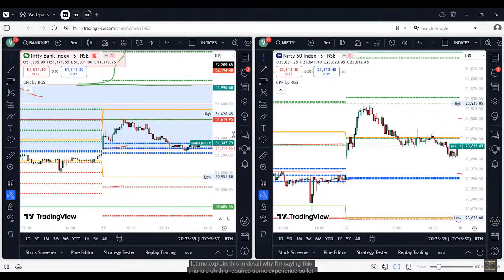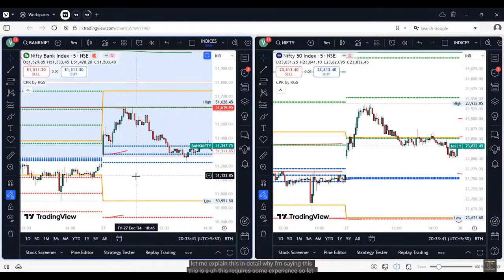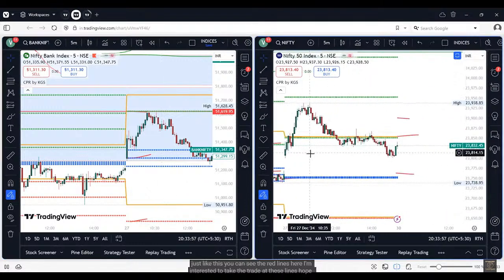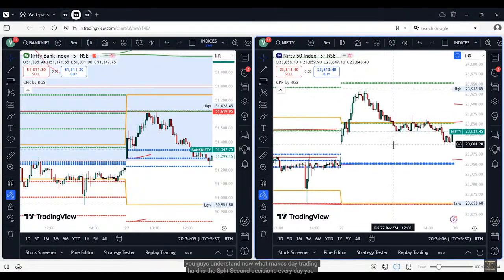It requires some experience. So let me show you the high profitability trade locations that I have marked yesterday. If you are watching my channel for the first time, I'll mark the levels for tomorrow today itself. Okay, just like this, you can see the red lines here. I'm interested to take the trade at these lines. Hope you guys understand.